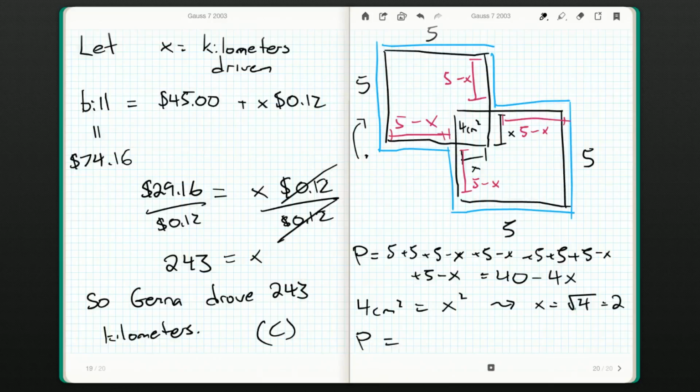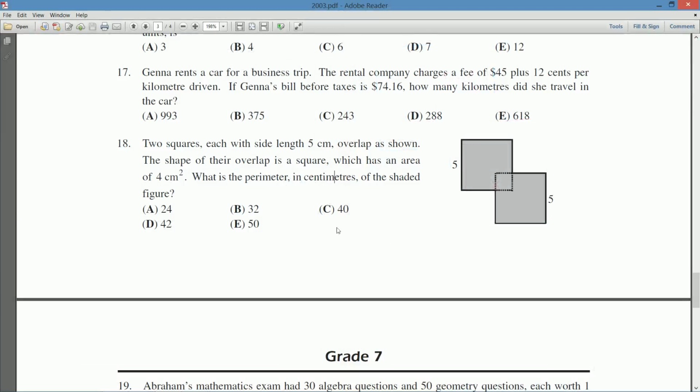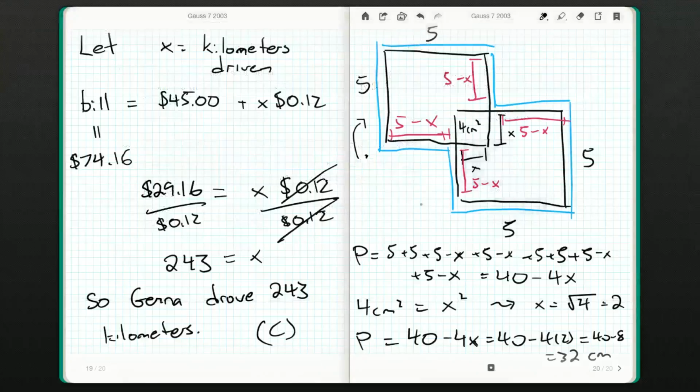So what's our perimeter? Well, now that we know what x is, we can plug it back into this formula. It's 40 minus 4x, but that's 40 minus 4 times 2, that's 40 minus 8. And that's going to be 32 centimeters. Okay, 32 centimeters is our final answer for the perimeter. And there it is, it's B, 32 centimeters. So, put that B down there, even though it's sort of fading out.